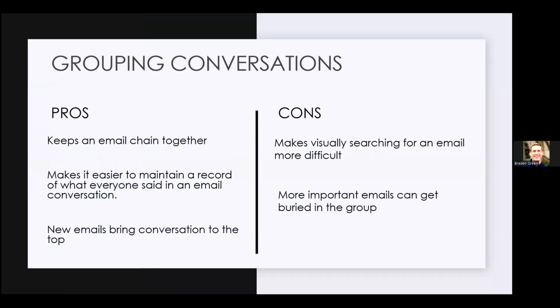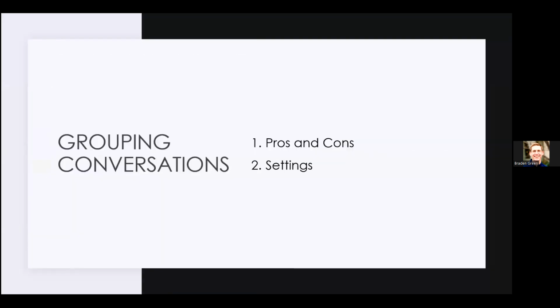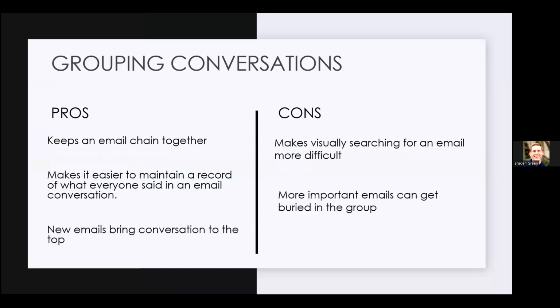So, grouping conversation. Basically what this means is that when you have it turned on, all the emails in a chain are grouped together regardless of when they were received. And Outlook does it based on the reply chain and the email's subject line. So there are some pros and cons to this that I wanted to cover. Some pros are they do keep an email chain together. So your emails are kind of sorted by topic in a sense, rather than just chronologically.